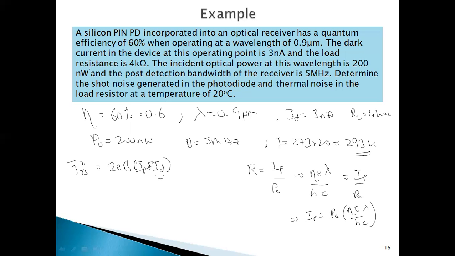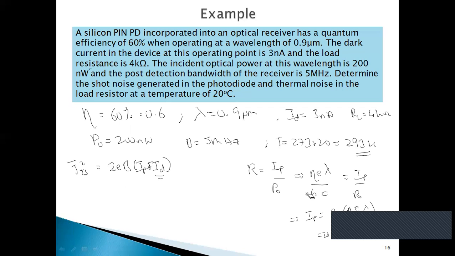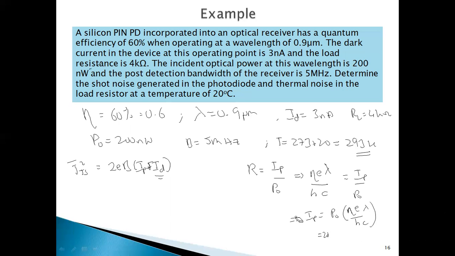So from here, we can write that P naught is equal to 200 nanowatt. I think I need to use it here. Sorry, I need to decide for that. Yeah, it is this side.